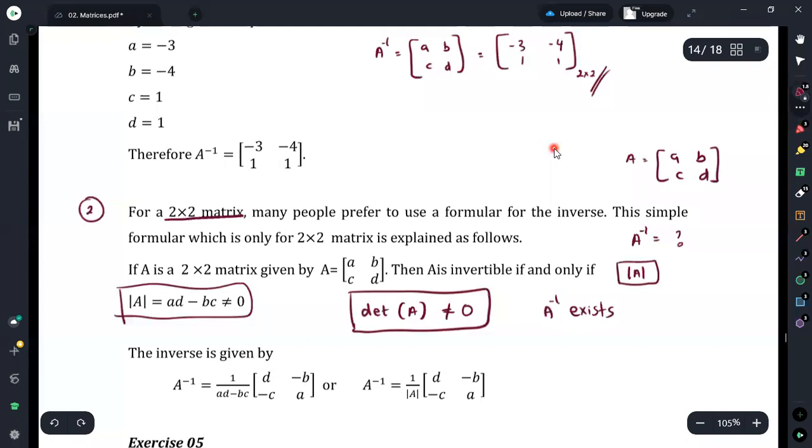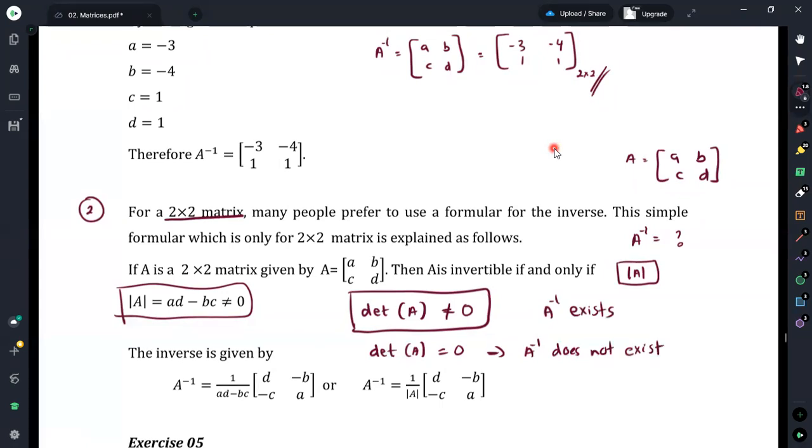Once you obtain the determinant of this matrix, if it is not equal to 0, then we say that the inverse of that matrix exists. But if you are getting the determinant of A equal to 0, then we can say that A inverse does not exist, and thereafter we can terminate the calculation as well.